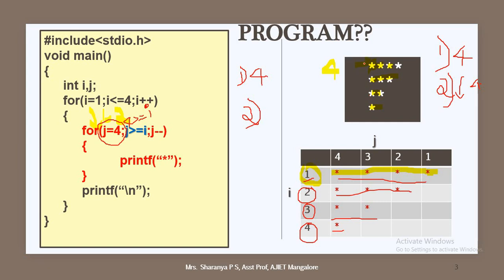When I is running 4 times, it will print 4 times. When I is running 3, it will print 3 stars. That is the condition that we have checked here: J should be greater than or equal to I. And one concluding remark I can mention with respect to this pattern is, if we are using greater than or equal to, then we normally use the decrement operator. This is how we can print this pattern.